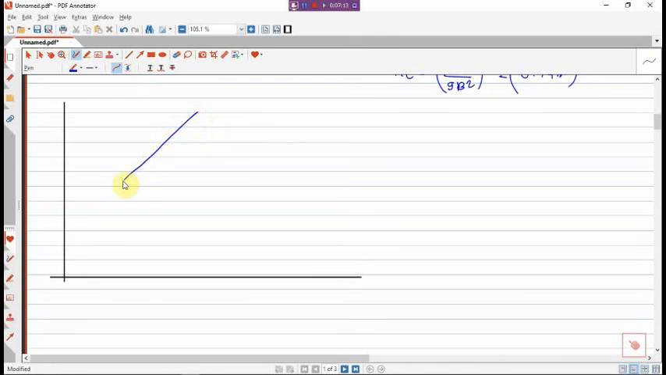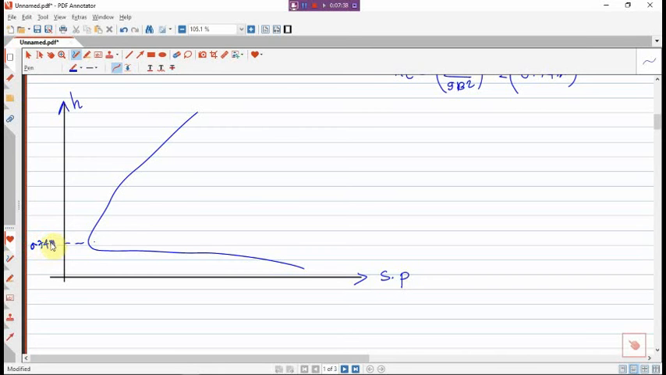A graph should be like this one. Okay, so this is specific height, this is specific energy. This is the height versus specific energy graph. It should become like this. So the critical height we already found.